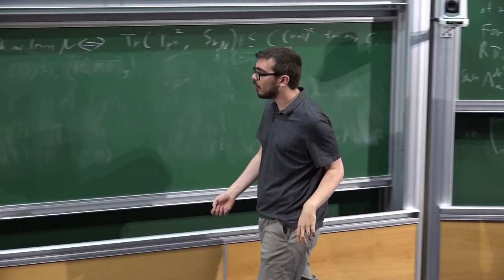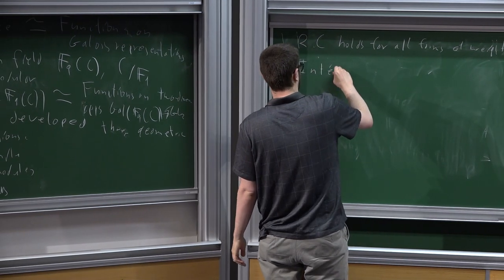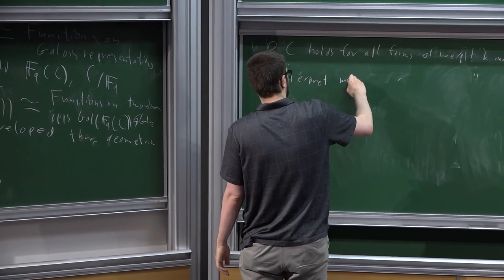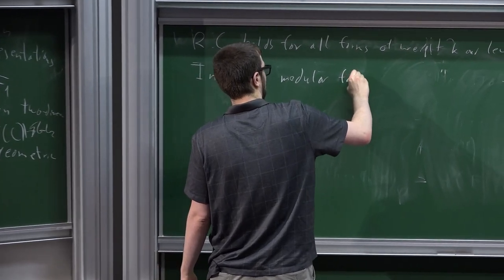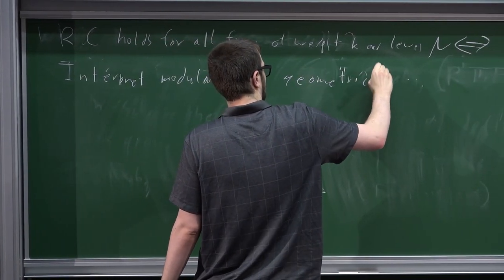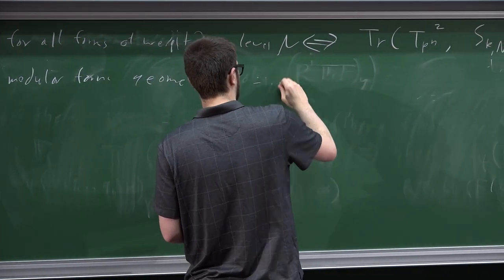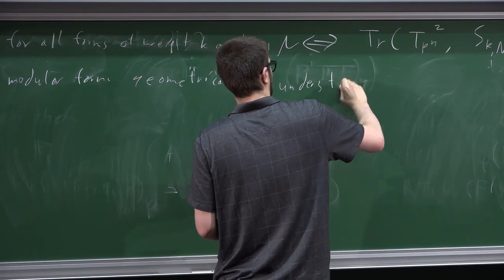So what we want to do is to interpret modular forms geometrically, and then understand the trace geometrically.